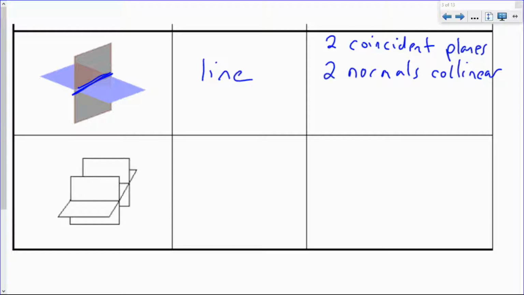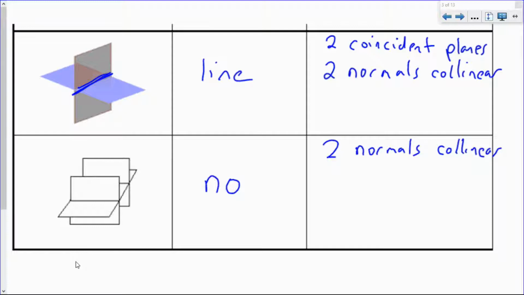Let's look at the other example. Here, what they're trying to show in the picture is that we have two normals that are collinear, but the planes are not coincident. They're not the same. In that case, there is no intersection.